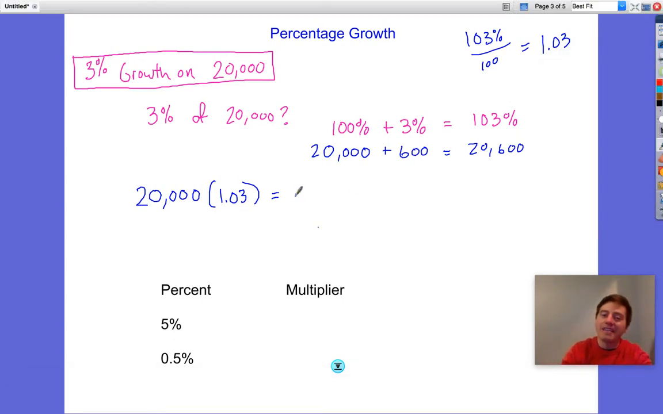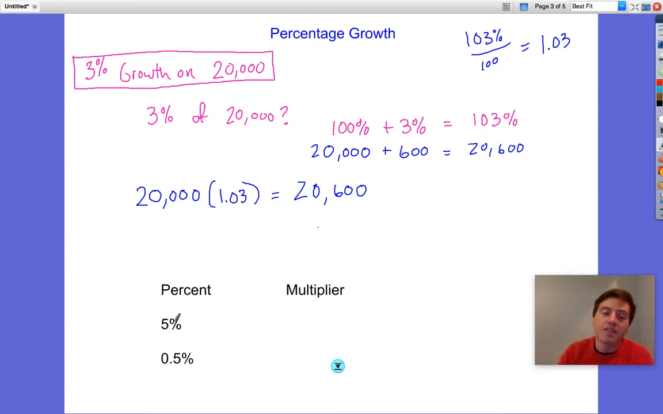And that's how you can find a percentage growth. You can always start with 100% and then add on the percentage, and then you can use that percentage to find what you're looking for here. In this case, it was 103%. You divide that by 100, and it would be the 1.03.